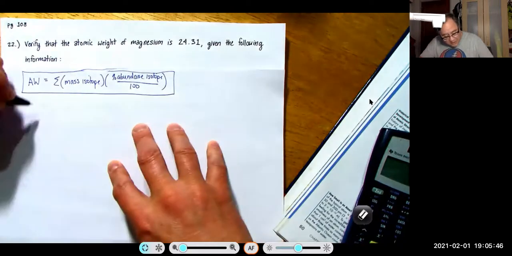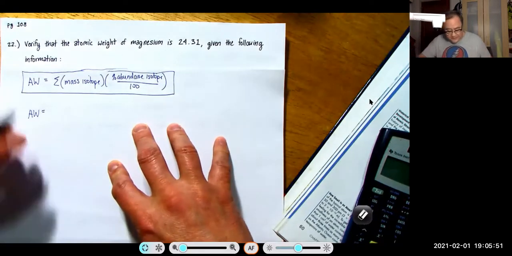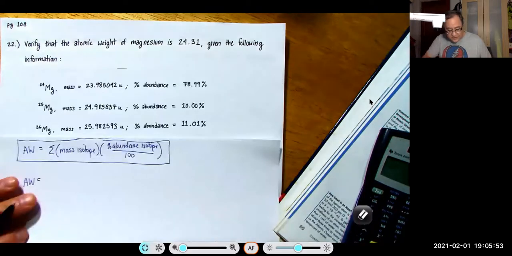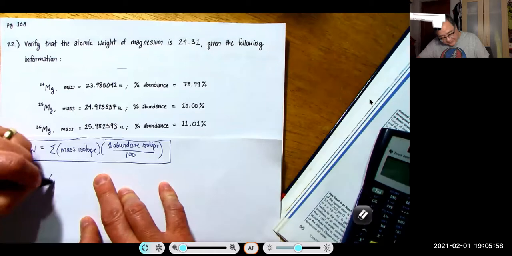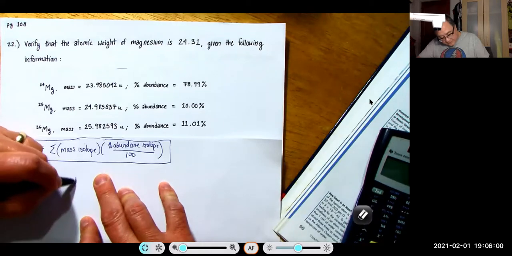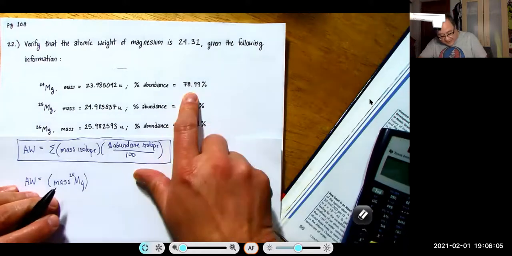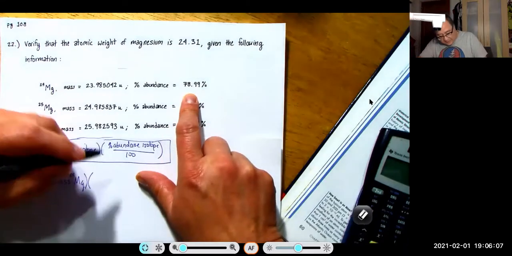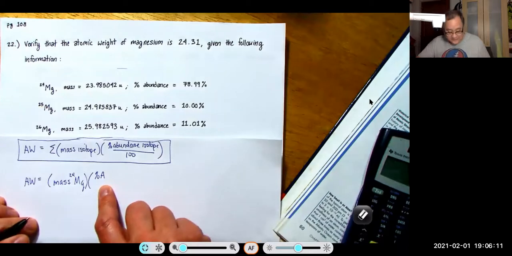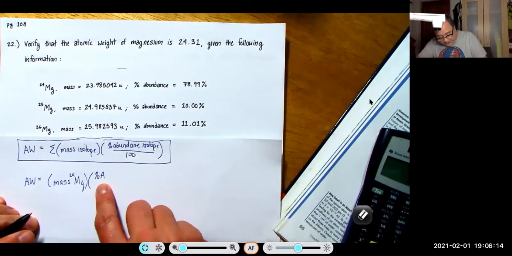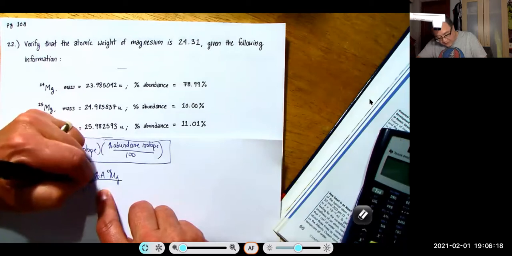The next part I would not expect to see as part of your answer, but I'm going to write it out. In this case, we have 3 isotopes. So I'm going to put the mass of magnesium 24 times the percent abundance of magnesium 24 over 100. I'm going to put A instead of abundance.